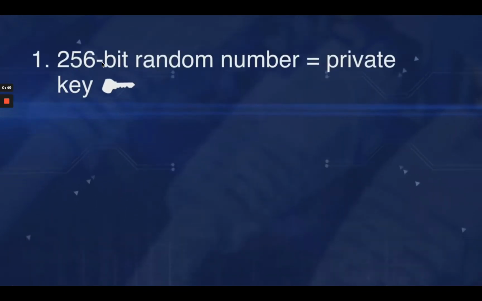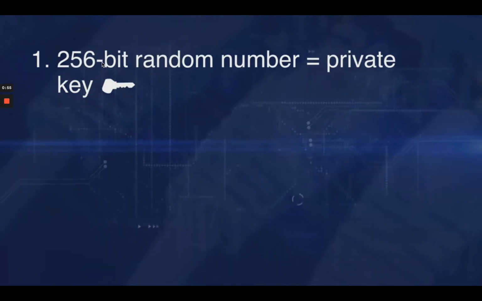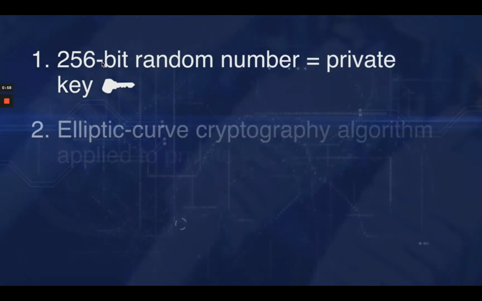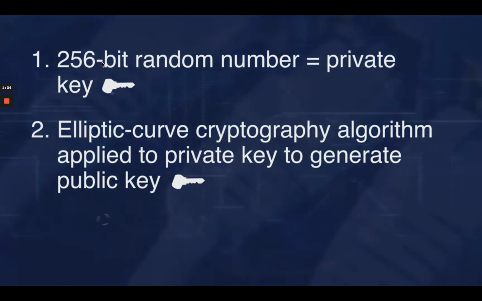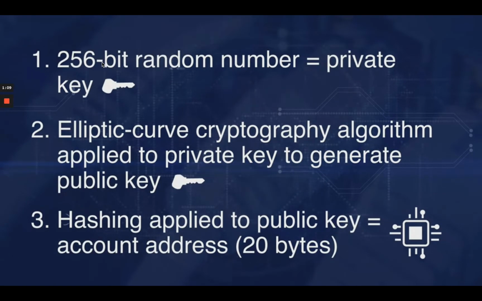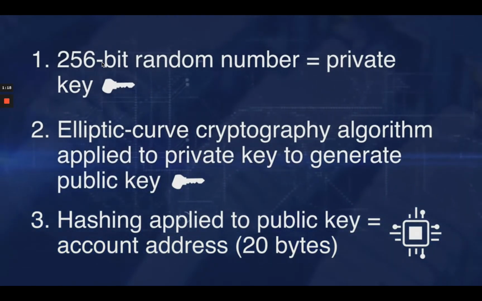Step 1. A 256-bit random number is generated and designated as the private key, kept secure and locked using a passphrase. Step 2. An ECC algorithm is applied to the private key to get a unique public key. This is the private-public key pair. Step 3. Then a hashing function is applied to the public key to obtain the account address. The address is shorter in size, only 20 bytes or 160 bits.